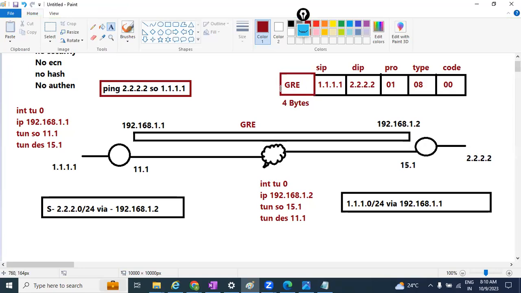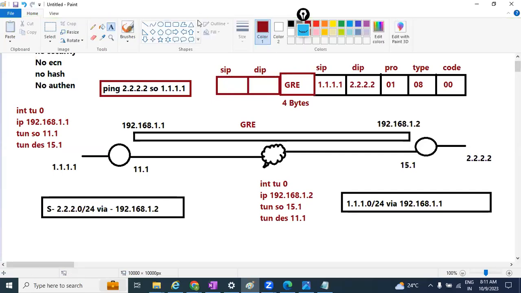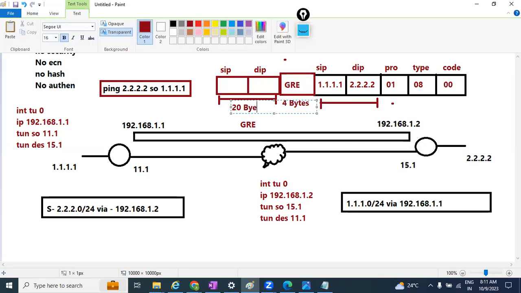But after that, we need another IP header to route the packets, because routers route packets based on the IP addresses. So we have one more header, again with source IP and destination IP. This is the outer header, one more IP header, while one IP header we have inside. What is the size of this header? 20 bytes. So the total size would be 24 bytes.